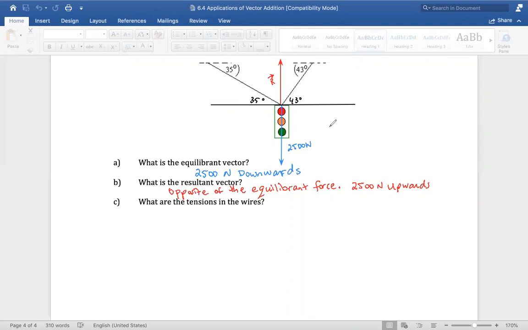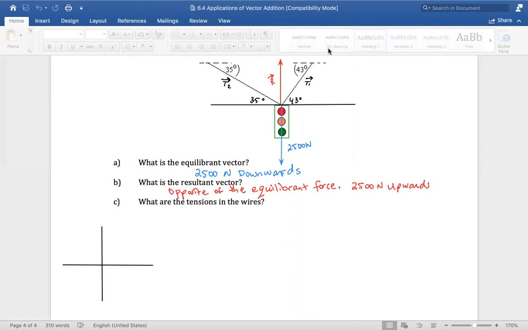Okay, so when I do my diagram though, I'm going to draw my north, south, west, east to begin my diagram. And I'm going to draw one, let's say we call this wire T1, or T1 vector, and let's say we call the longer wire T2. Okay, because it does have a force and it does have a direction.